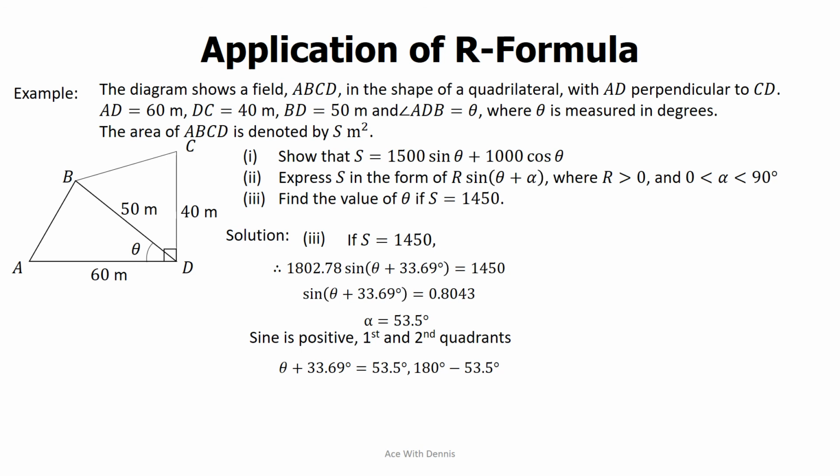So theta plus 33.69 degrees equals 53.5 degrees, and 180 degrees minus 53.5 degrees. Simplify, and theta equals 19.8 degrees and 92.8 degrees. And we know that theta is less than 90 degrees. Therefore, theta should be equal to 19.8 degrees.